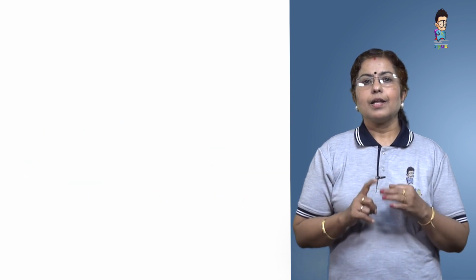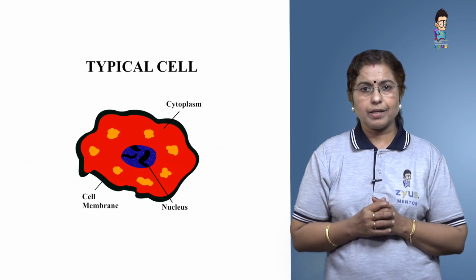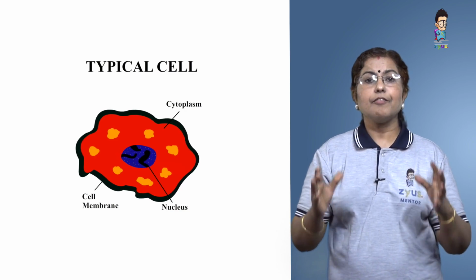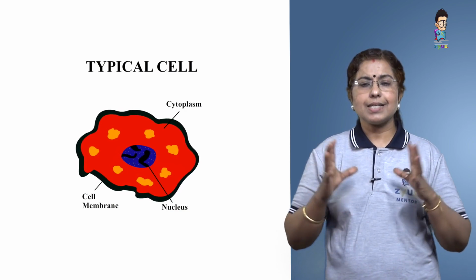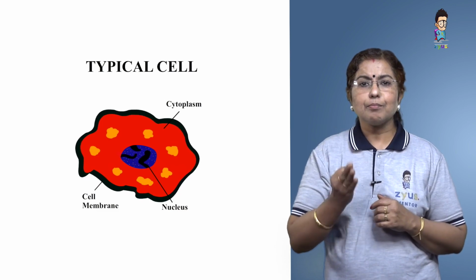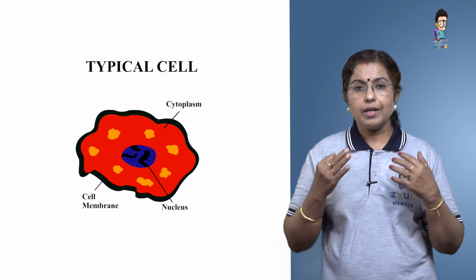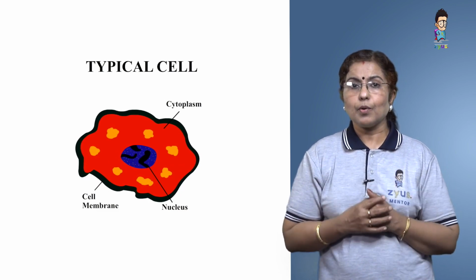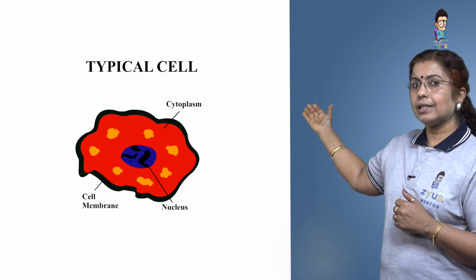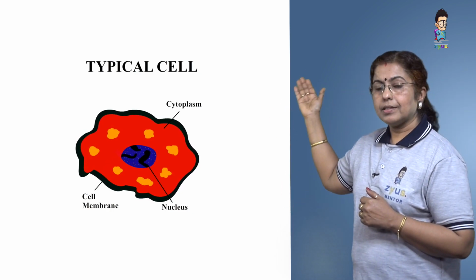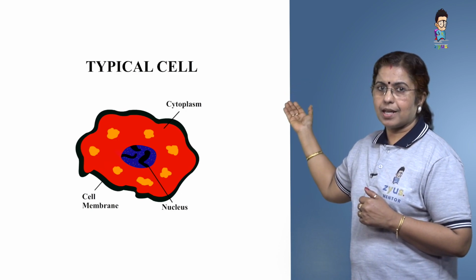Okay. Now let us move on to the next part, structure of a typical cell. Every living organism is made up of cells. So all the cells have three important parts. Let us know what the important parts of a cell are. Look at the diagram here. This is a diagram of a typical cell.